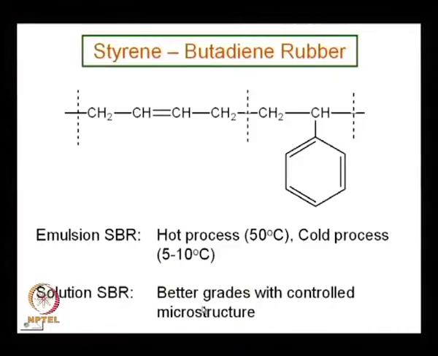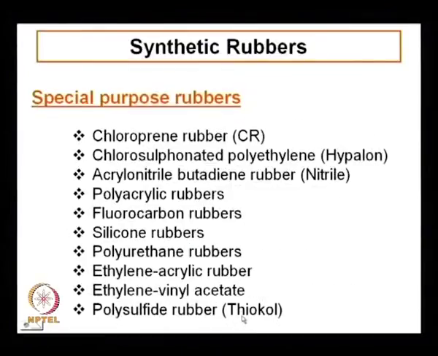Solution rubber means rubber produced by the solution polymerization technique. It gives better grades with controlled microstructure, where you can have better control on the microstructure. Whatever you want, you can control it and get that microstructure of the polymer.